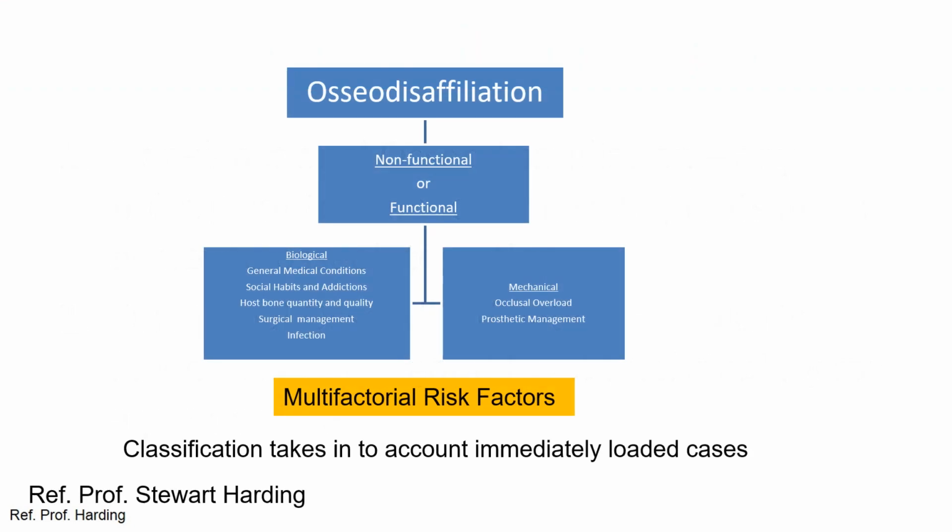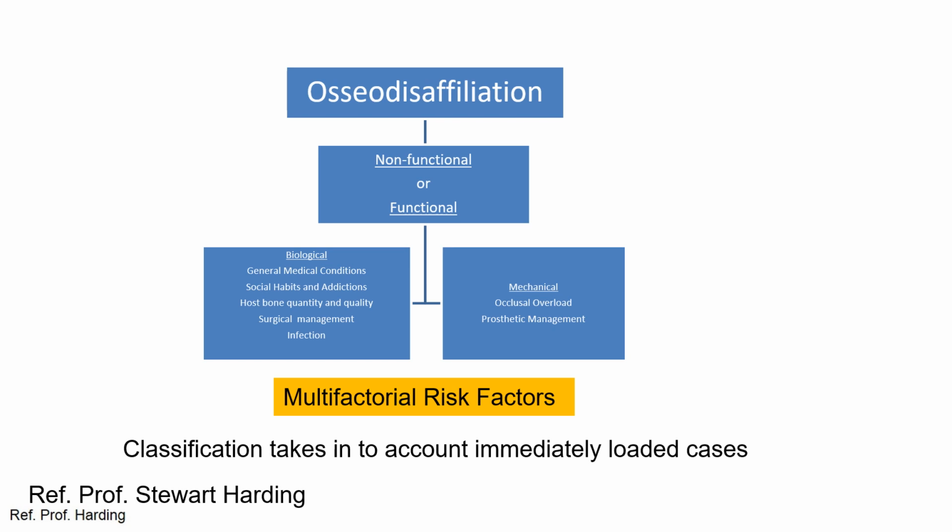It's important to appreciate that osteodisaffiliation can occur at any point during the history or life cycle of an implant. It can occur before the implant is loaded or after the implant is loaded. So the failure of the bone to maintain a direct contact with the surface of your implant can occur at any point. It can occur after integration has actually occurred and has started to degrade and fail during function.